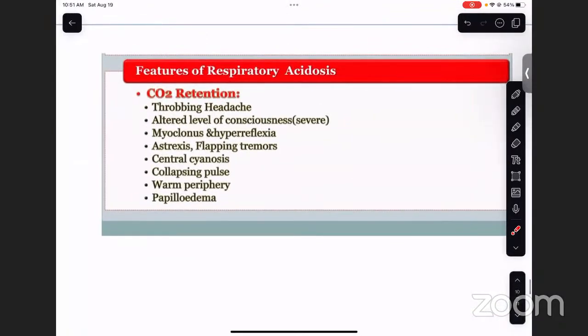Here are the same clinical features associated with respiratory acidosis. Because of the carbon dioxide retention in our body, there will be a tropic headache because of the vasodilatation effect, and altered conscious level, because the increase in carbon dioxide level in our blood-brain barrier will reduce conscious level. And there are hyperreflexia, flapping tremors, cyanosis, and bounding pulse because of vasodilatation, and warm peripheries as well, and papilledema. These are the features of respiratory acidosis, because of the carbon dioxide retention.